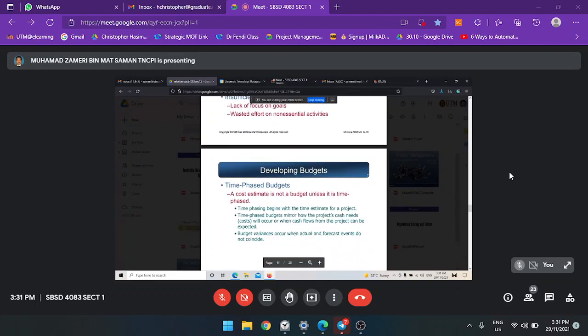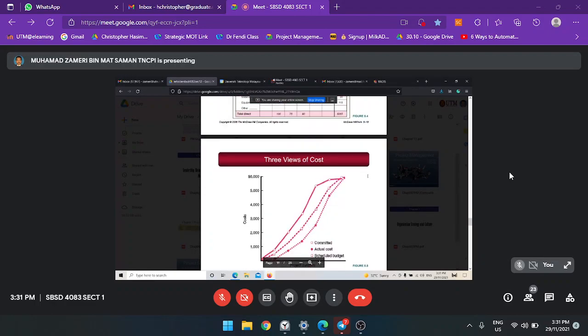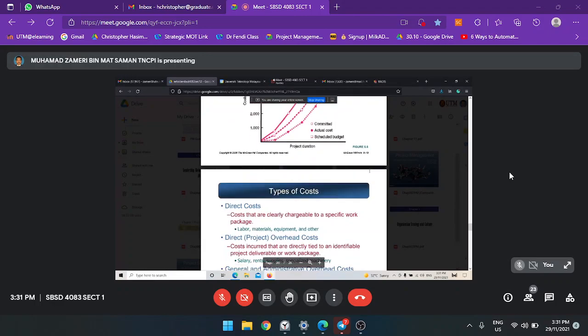Then this is the estimate budget. Okay. Time and budget is very important. You need to estimate how much, how long, and so on. Okay. This one is important. And then I will teach this graph in the next chapter.